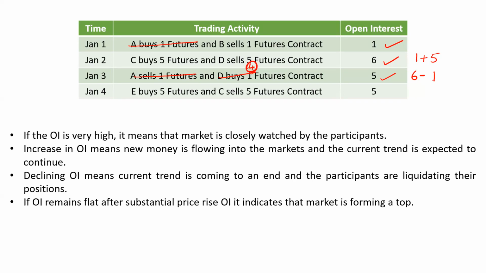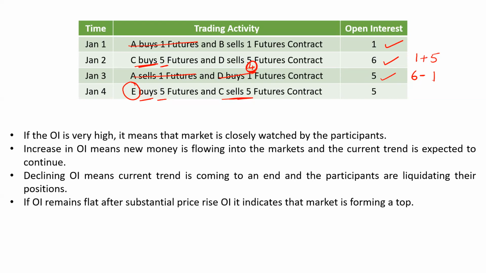Now I would like to make one new addition over here. So C is currently long in 5 contracts. He wants to exit his position. So C is going to sell his 5 futures contracts. But existing parties are not closing their positions. A new party is coming in. Now Mr. E is coming in and he is buying 5 futures contracts. So we can say that C is going out and E is taking his position.